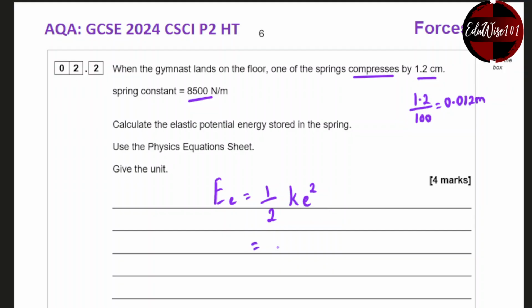So 0.5, that's the half, times 8,500 times 0.012, and that should be squared. So let's bring up the calculator.